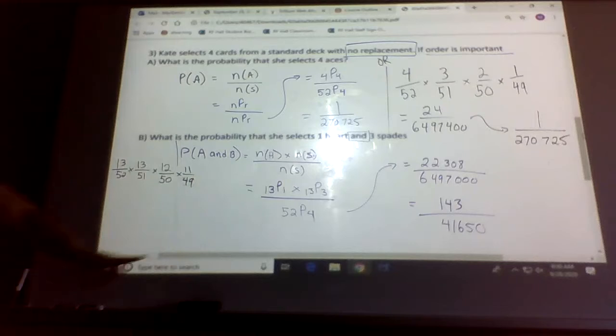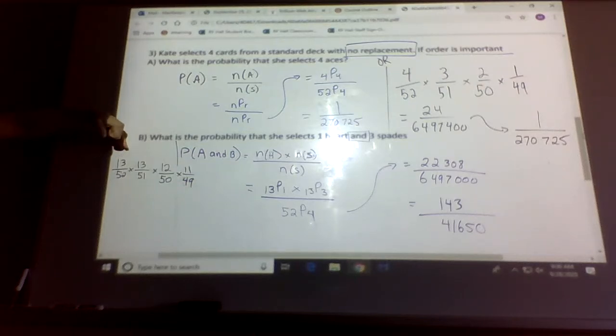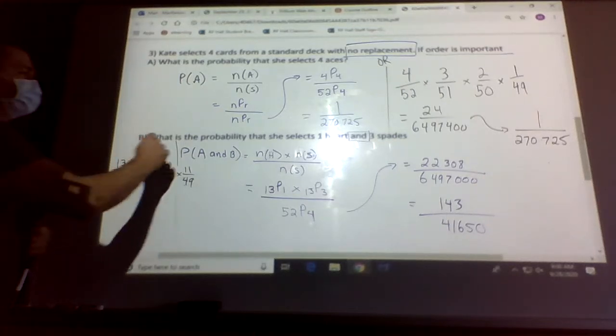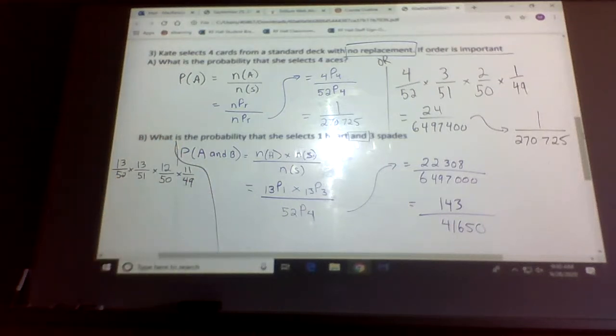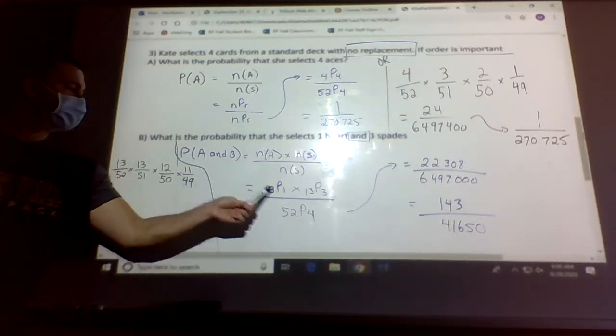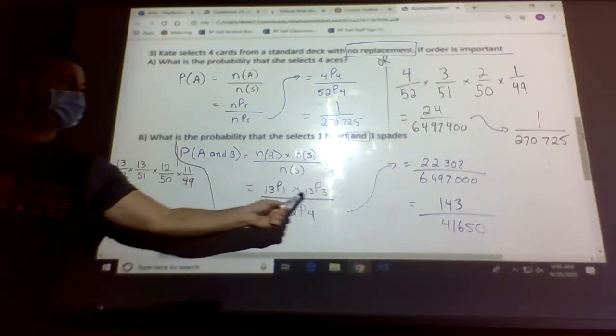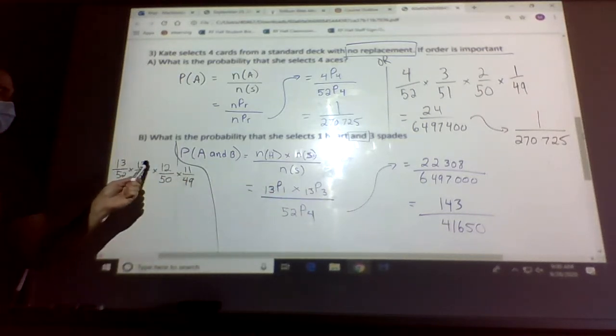So the 52p4 is this same thing. But then this changes the top, because first we're picking a heart, and then we're picking 3 spades. So that's another way to look at it. 13p1 is just 13, and 13p3 is the same thing as 13 times 12 times 11.